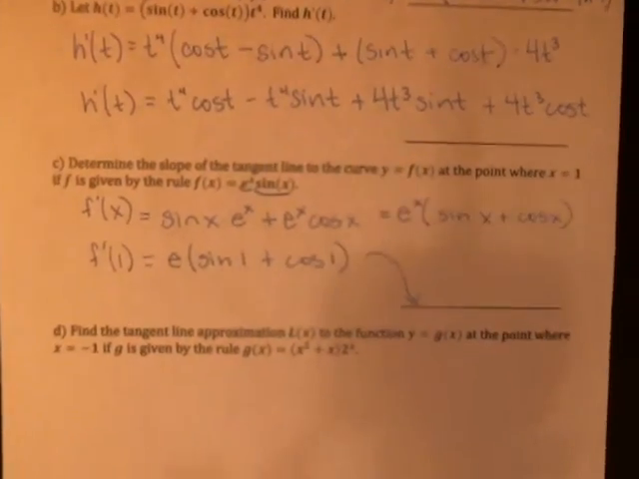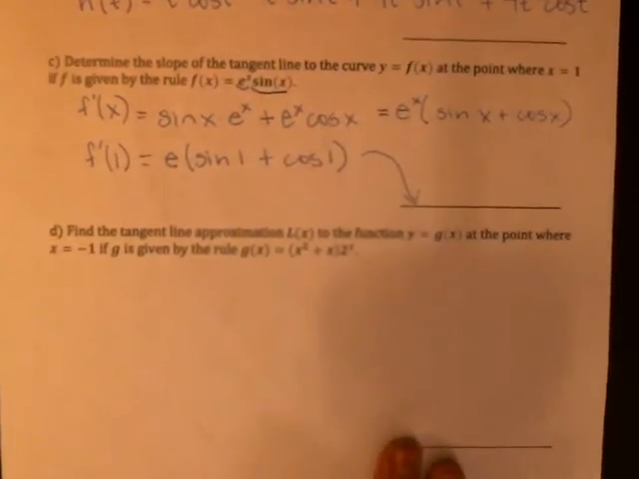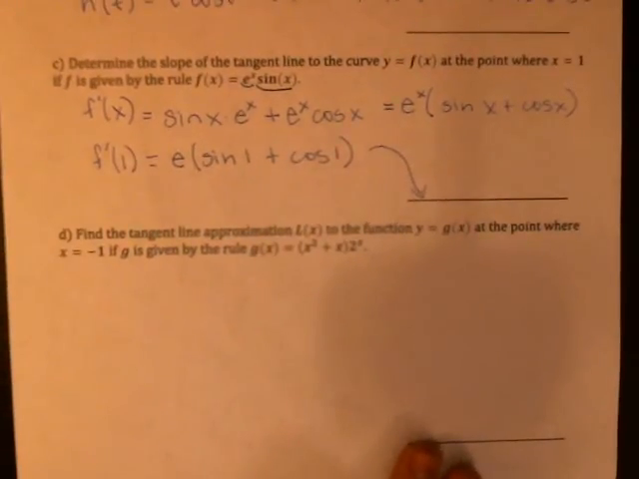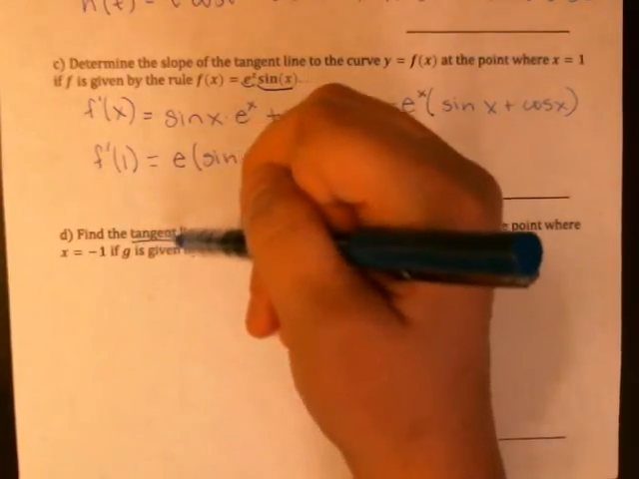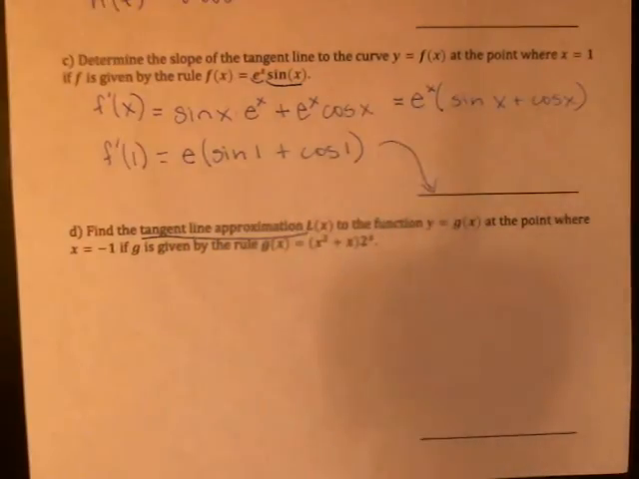Okay, and then last part here is find the tangent line approximation. Oh, I'm trying to catch all this wording. If you see this anywhere, I'm trying to change it all. It just means find the equation for the tangent line. It's just a little different wording. To the function g of x when x equals -1, if g is given by x squared plus x, all multiplied by 2 to the x.